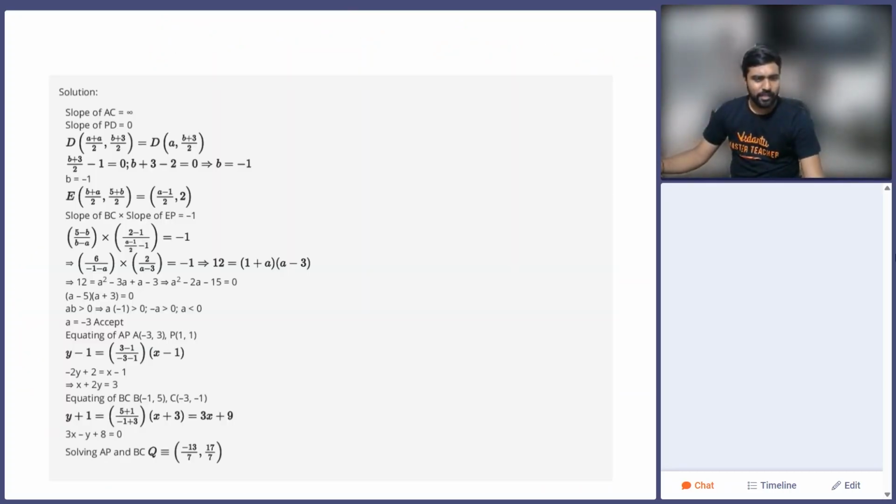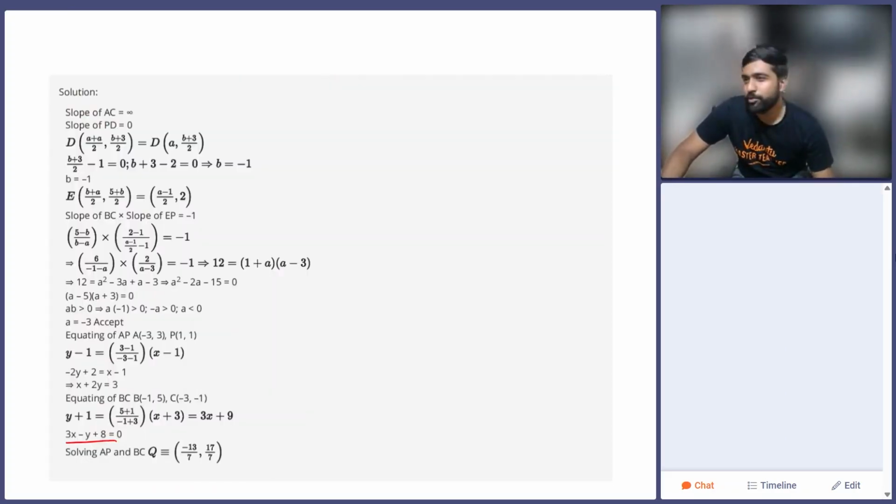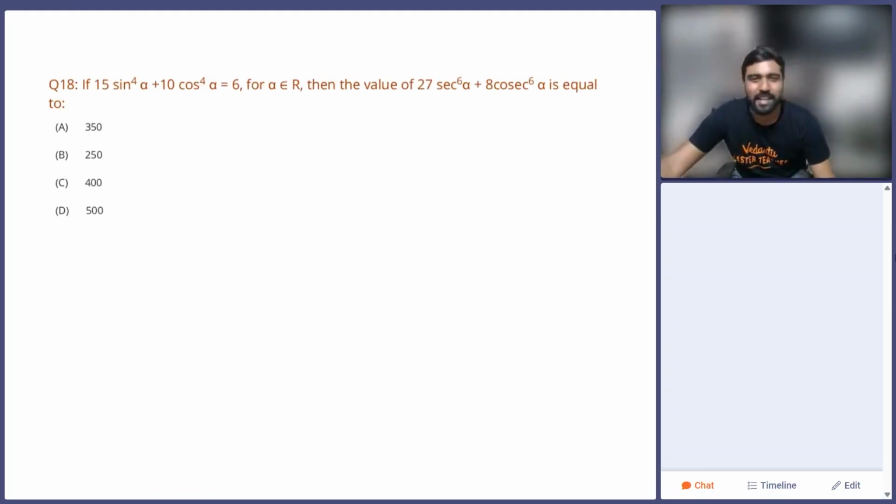Okay? So from here you have the two lines. The equation of AP comes out as x plus 2y equals 3, and the equation of BC comes out as 3x minus y plus 8 equals 0. So you can solve the two of them together and that gives your Q coordinate, which is minus 13 by 7 comma 17 by 7. They've asked you to find the sum of the two coordinates. That's minus 13 plus 17, 4 by 7 will be the answer for the question. Okay? Just a pure bit of calculator summation.